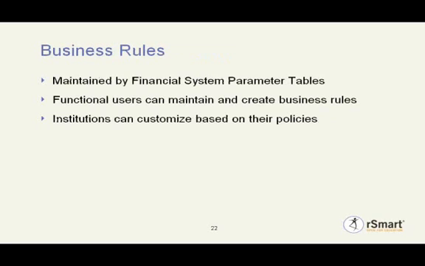There are business rules, as I just mentioned. These are maintained by what we call financial system parameter tables. You'll get a pretty good list right out of the box with KFS, but at implementation you'll go through this and say, is this how you do want to operate at your university, or do you want to change them? And they're quite easy to change. Functional users can maintain and create business rules, and you can customize based on your own policies.